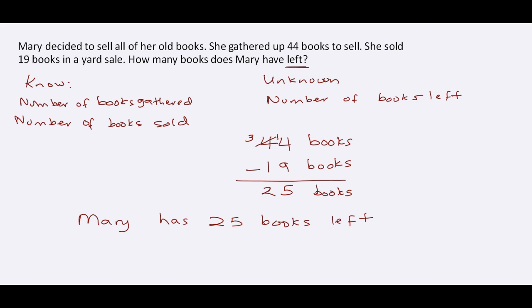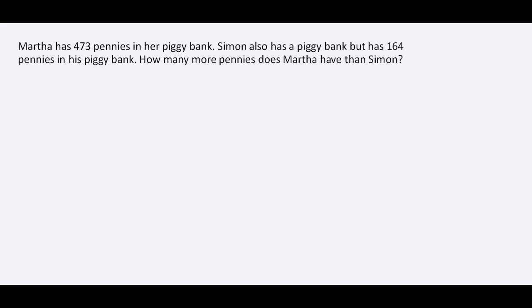Let's look at another example. Martha has 473 pennies in her piggy bank. Simon also has a piggy bank but has 164 pennies in his piggy bank. How many more pennies does Martha have than Simon? What do we know? Let's start from there.